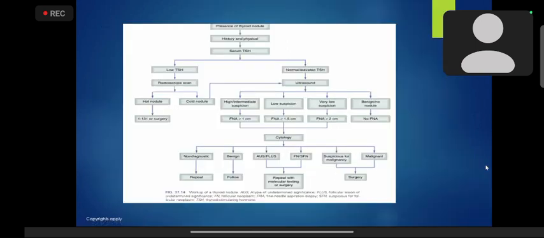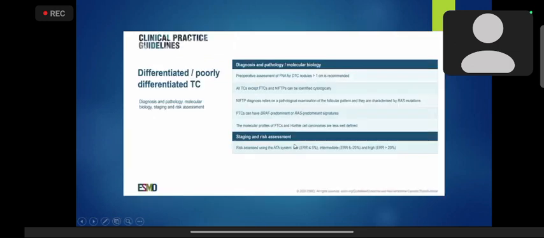This is the basic routine investigation we do for any thyroid swelling or nodule that presents to us. If there is a high or intermediate suspicion of thyroid cancer in a nodule of more than 1 centimeter, we should go for FNA, and according to Bethesda criteria we divide it. So what do the ESMO guidelines say for the management of differentiated or poorly differentiated thyroid cancer? Preoperative FNA should be done for all nodules more than 1 centimeter. This applies to all thyroid cancers, except we are focusing mainly on poorly differentiated, and I will focus on that only.